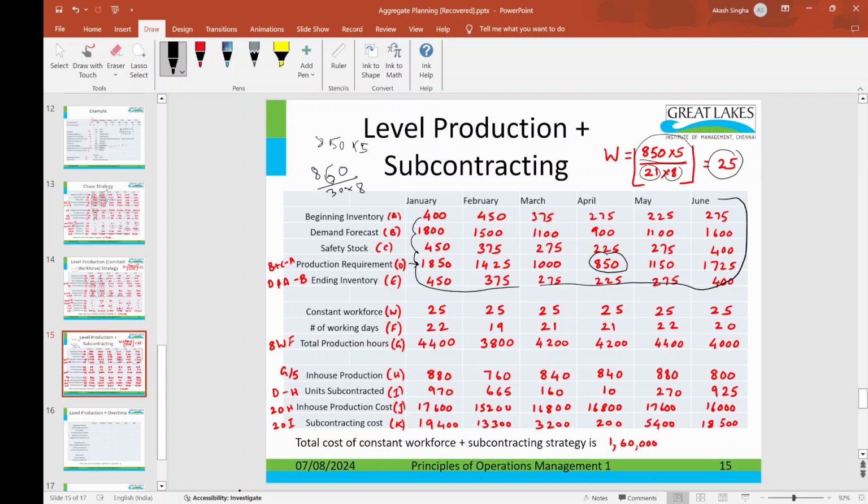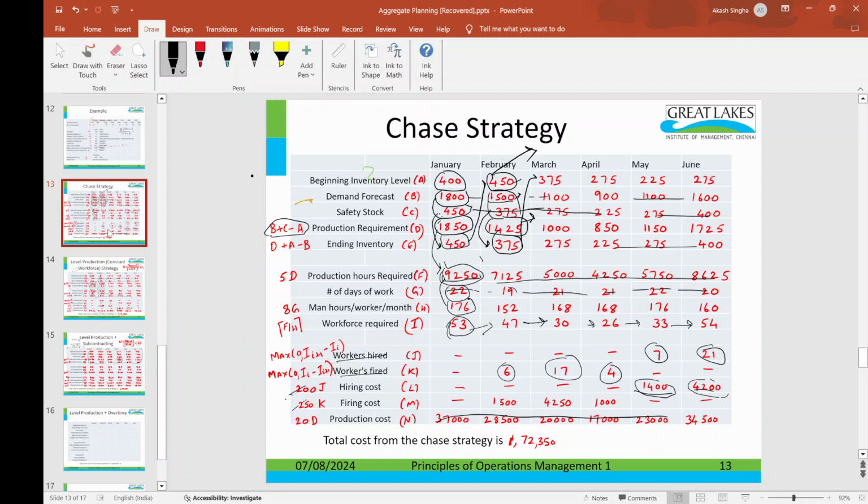Yeah, so we have to calculate for all of it, I think. In this scenario, sir didn't think of this situation where it can be different. So let's say in a month the production requirement is 860 and there are 30 days available. Here the workforce will be lesser than even 25, right? So I think we can do the chase strategy.